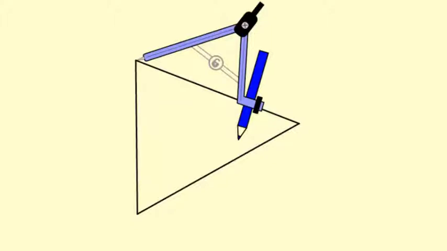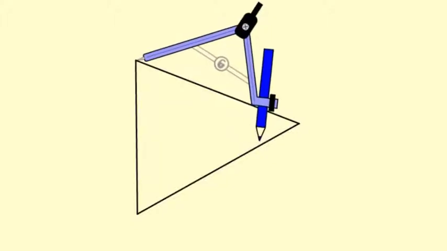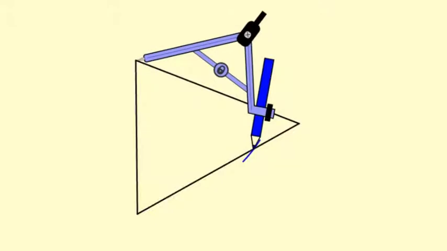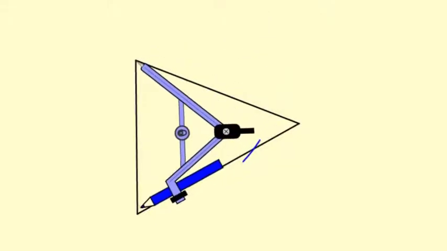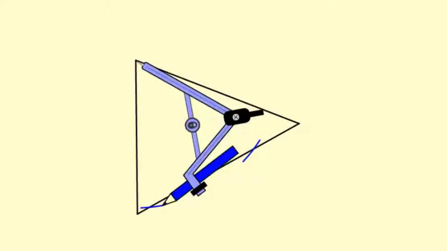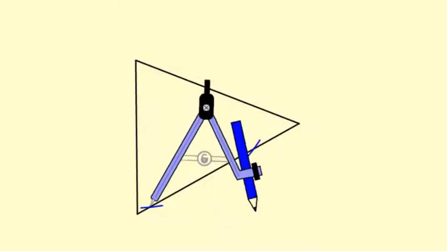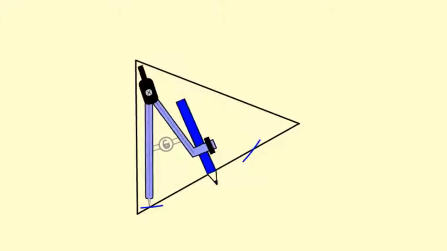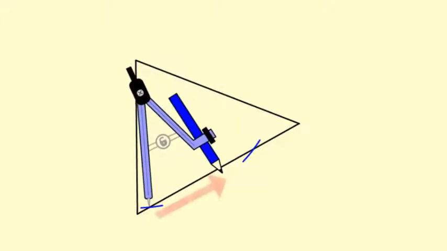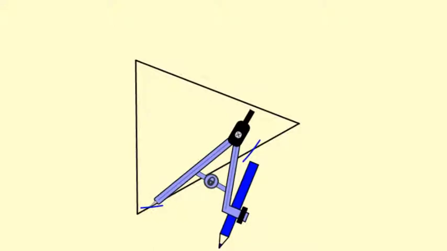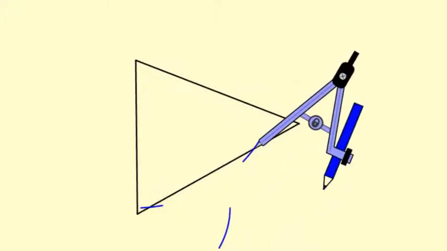To construct the first altitude, I'm going to take the compass, put the point at the vertex, and open up the compass enough so that I can make two small arcs along this side. Now I'm going to put the compass on each of those points of intersection, and I can adjust it, open it or close it further. What has to be true is that it has to be over halfway between the two intersecting arcs. So with that in mind, I'm going to draw an arc from one side, then an arc from the other side.